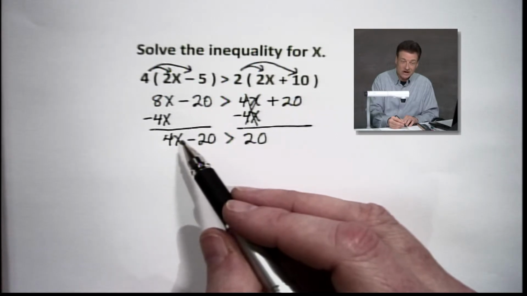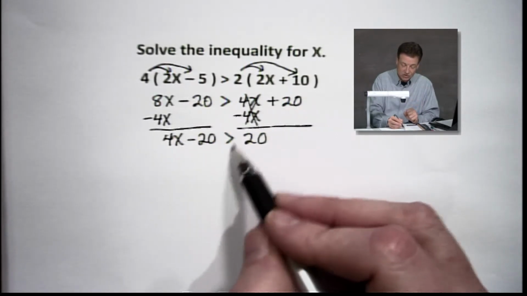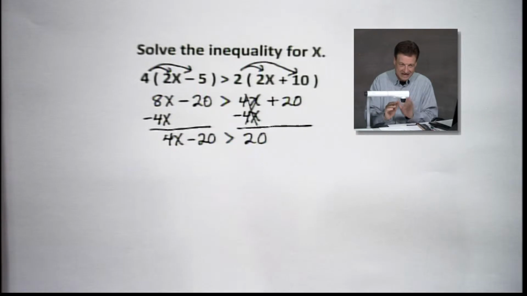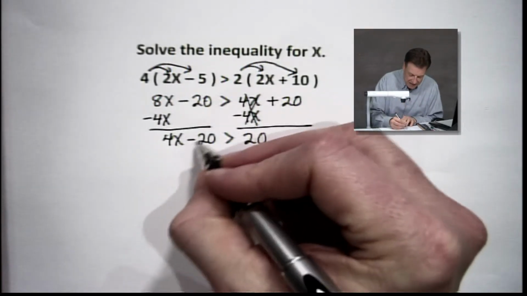I got a positive 4x over here. So that tells me no need to worry about shifting greater than. We're going to keep it as it is, all right? Now, let's do the next part here.